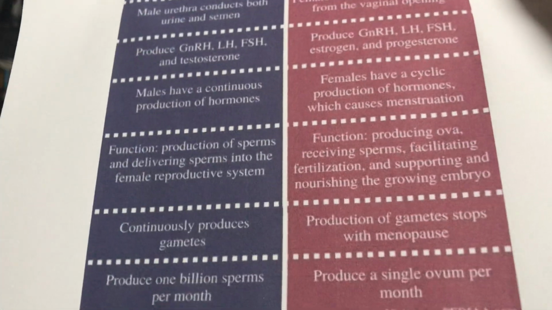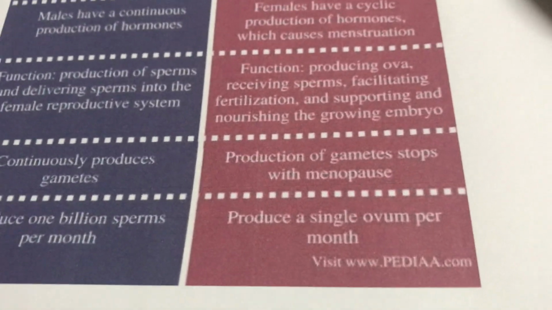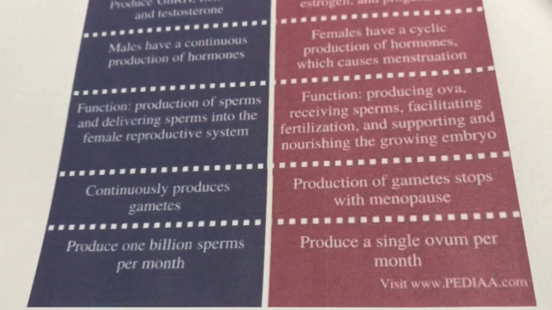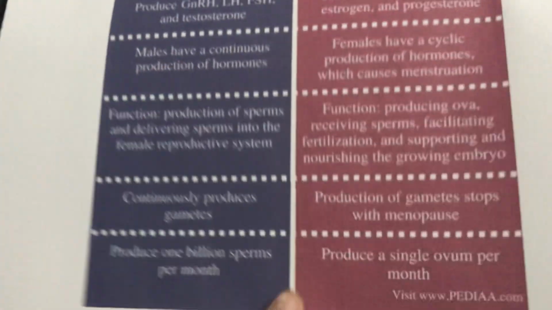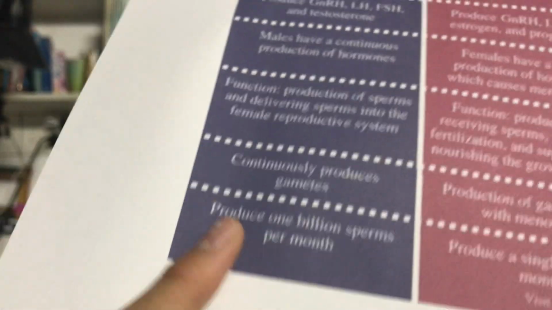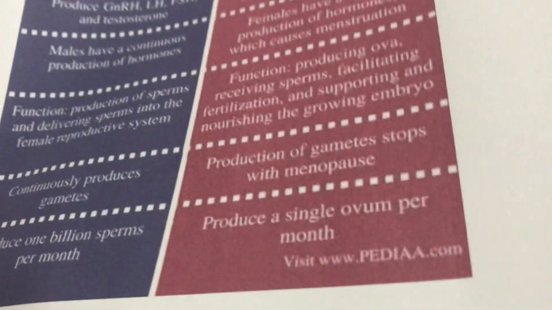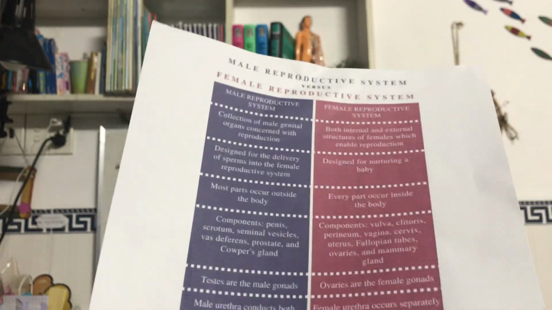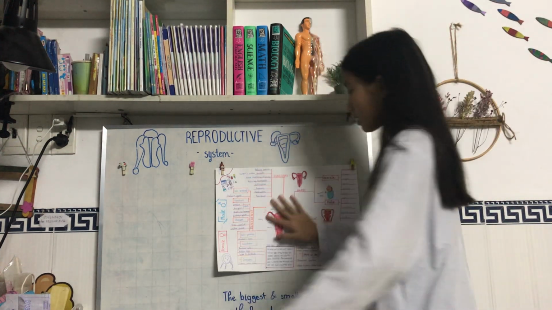Now, the male reproductive system continuously produces gametes, while the production of gametes stops with menopause in the female reproductive system. The male reproductive system produces 1 billion sperm per month, and the female reproductive system only produces a single ovum per month. And that is the main difference between the female and the male reproductive system.